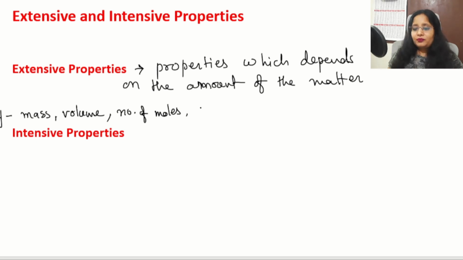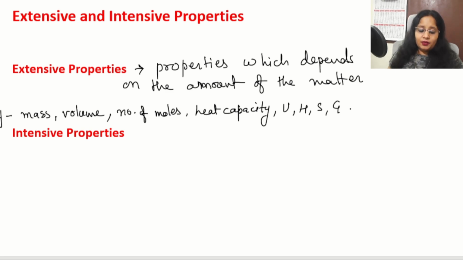Next in this series is heat capacity. Next is energy. All the forms of energy like internal energy, U, then enthalpy, entropy, Gibbs free energy. All these depend on the amount of the matter. If the amount of the matter is changed, the value of these properties will definitely change.